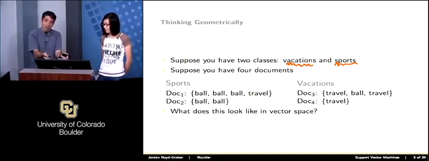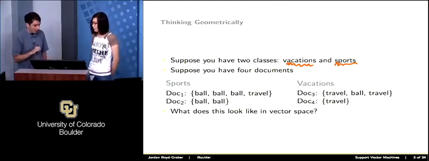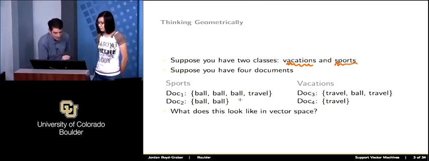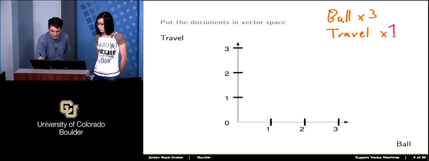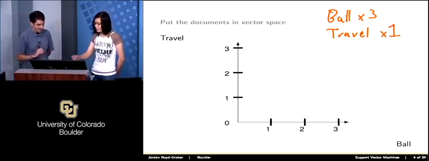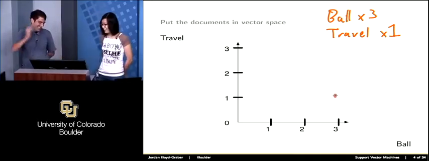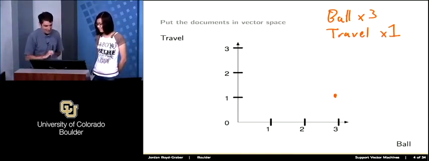Let's try to think about this geometrically. What does this look like in a vector space? Let's think about document 1, which has ball 3 times and travel once. So where would that land in the vector space? It will land at 3, 1. Okay, great. And so that's document 1.